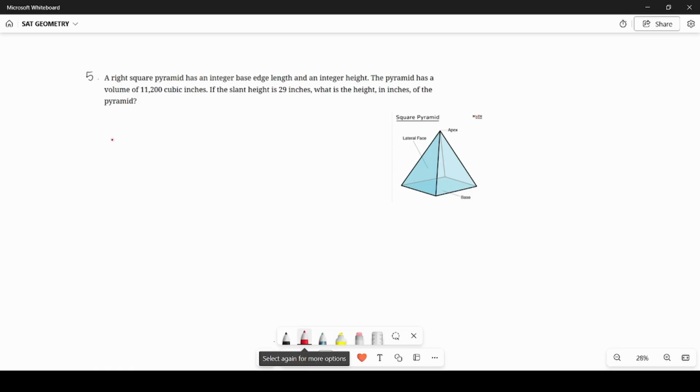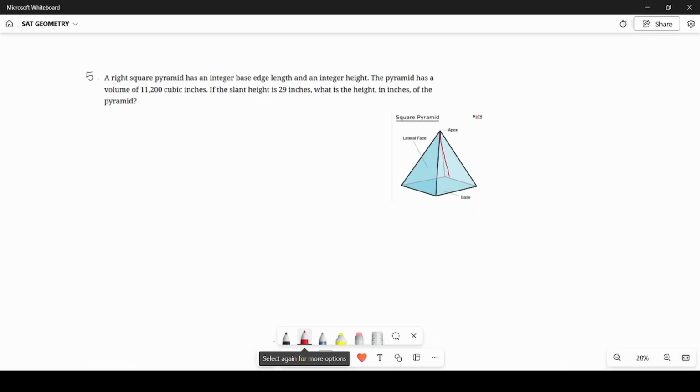I'll read the question first. A right square pyramid has an integer base edge length and an integer height. The pyramid has a volume of 11,200 cubic inches. If the slant height is 29 inches, what is the height in inches of the pyramid? So we need to find the height of this pyramid.